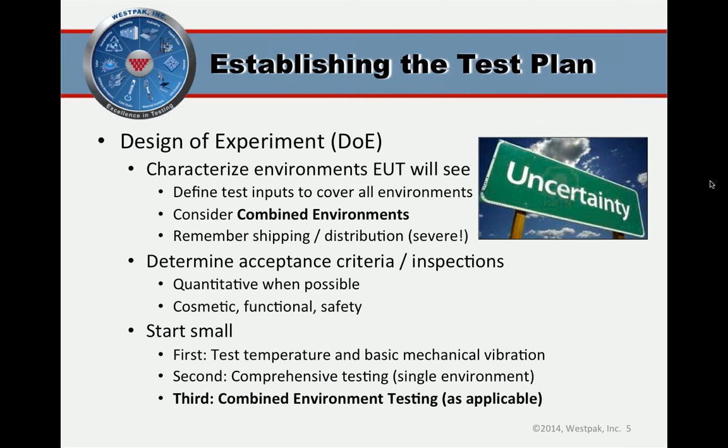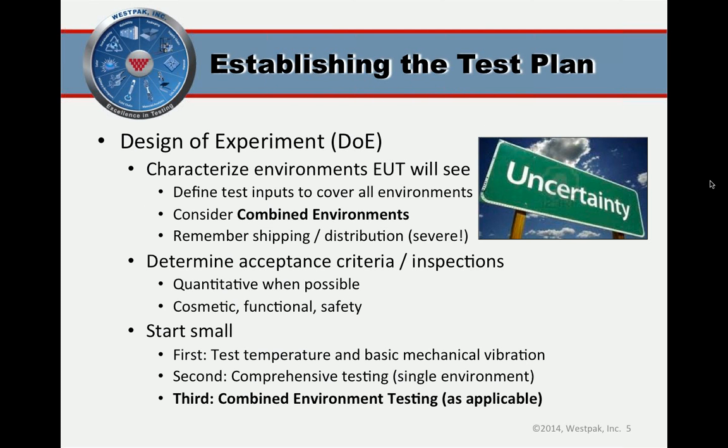So let's talk a little bit about establishing the test plan, what you actually need to do. So we call this design of experiment, or DOE. And the starting point of this is characterizing the environments that your EUT, or equipment under test, will see throughout its lifespan. So what we're trying to do here is define test inputs to cover all of these anticipated environments.